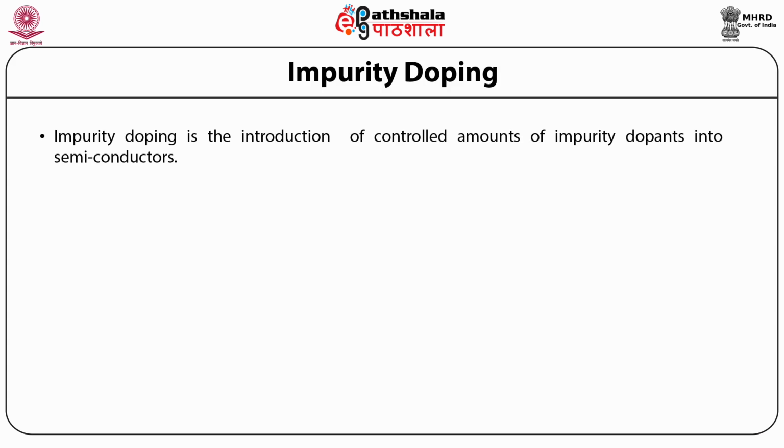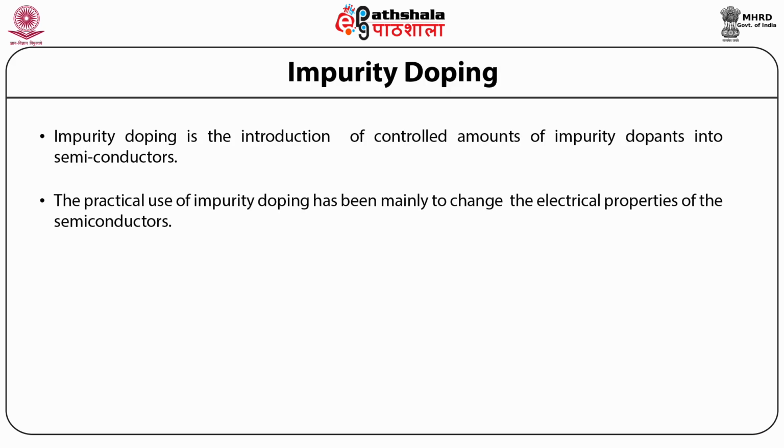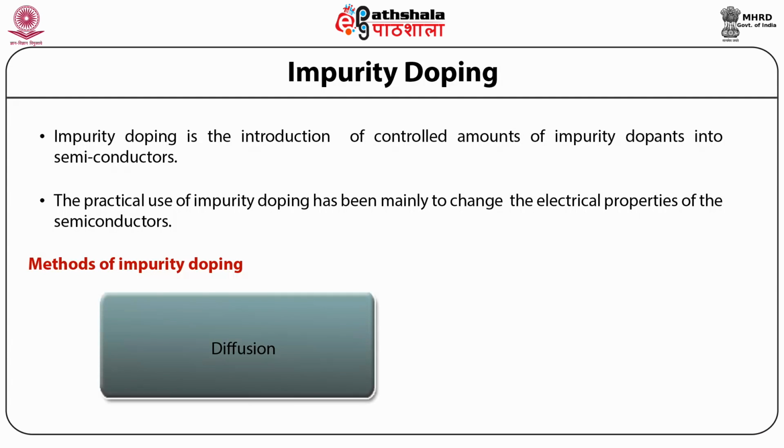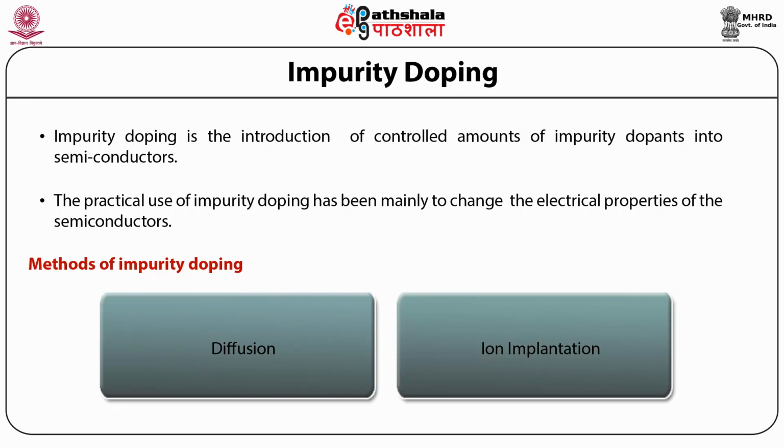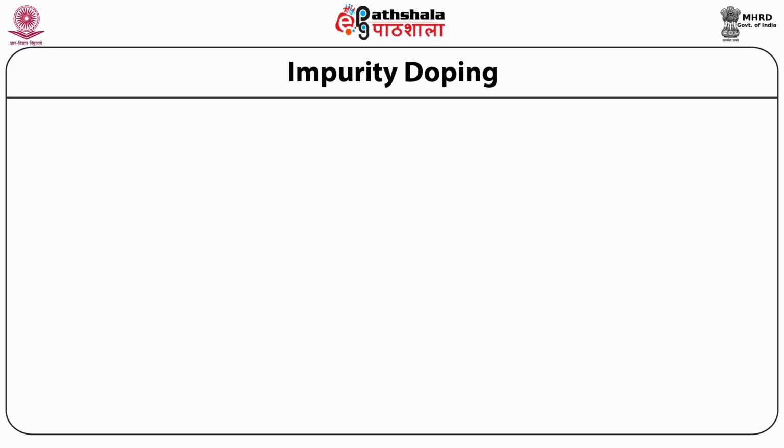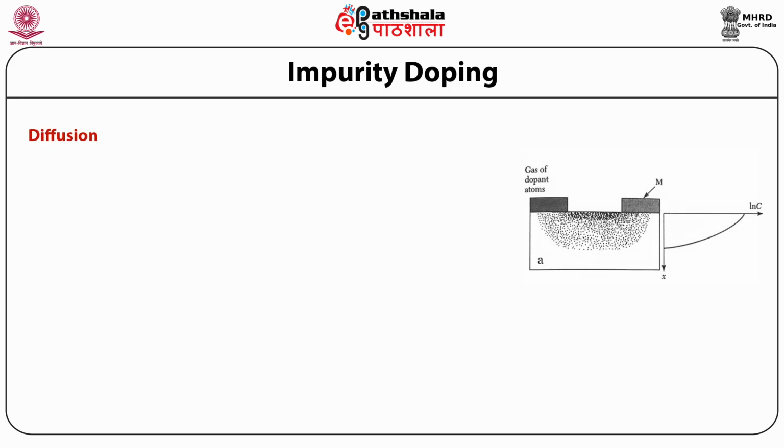Impurity doping is the introduction of controlled amounts of impurity dopants into the semiconductors. The practical use of impurity doping has been mainly to change the electrical properties of the semiconductors. So there are two methods of impurity doping. First is diffusion and second is implantation. Let us first discuss diffusion, which is done at elevated temperatures.